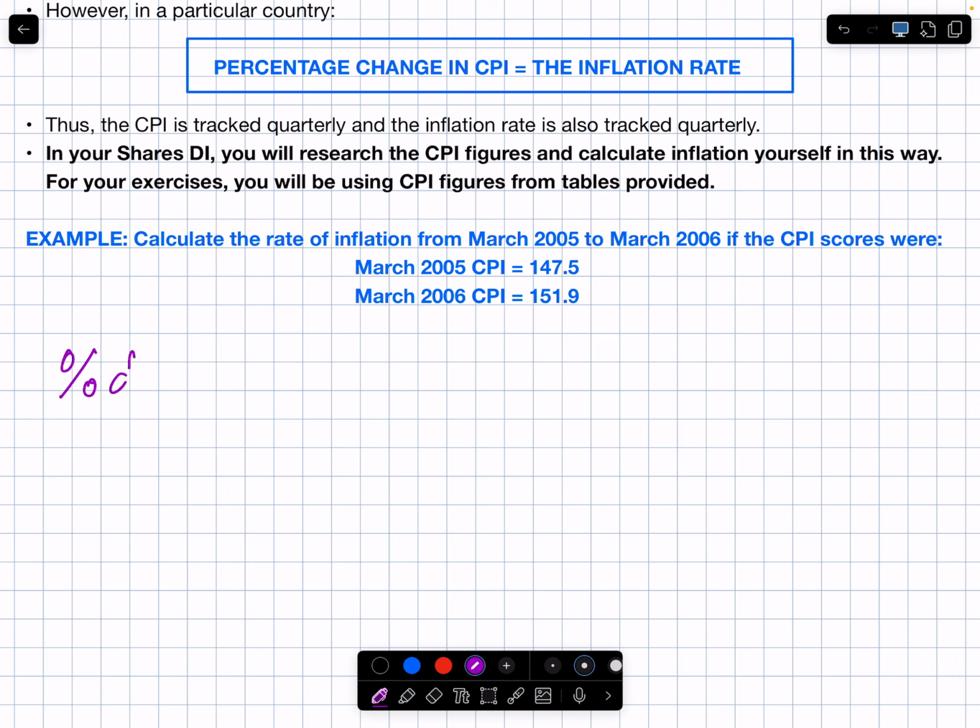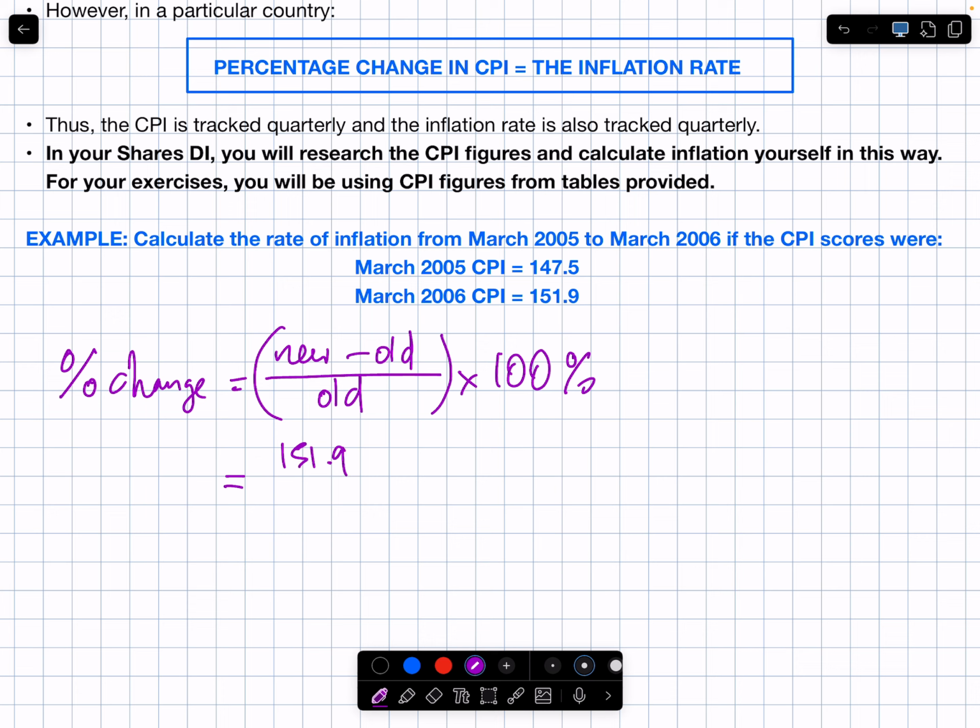Percentage change equals new minus old over old, times by 100. If it's 2005 to 2006, which one's the new one? Yep, 2006. So 151.9 minus 147.5, divide that by the 147.5, times that by 100 as a percent.